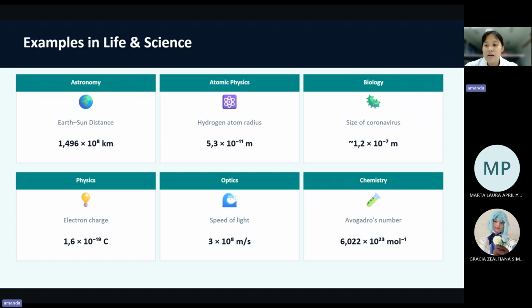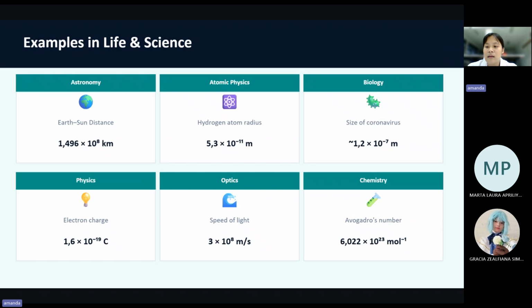Astronomy. The distance between Earth and the Sun is approximately 1.496 times 10 to the power of 8 kilometers. Atomic physics: the radius of a hydrogen atom is 5.3 times 10 to the power of negative 11 meters.